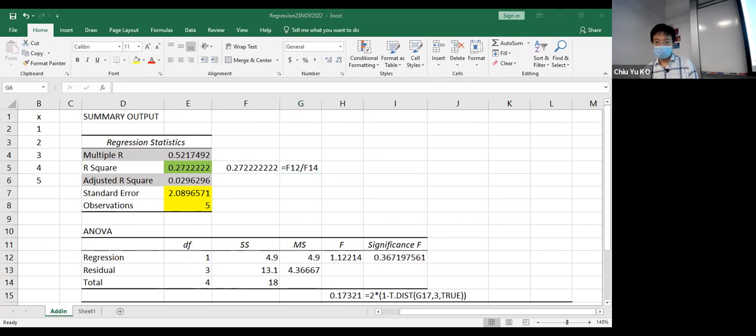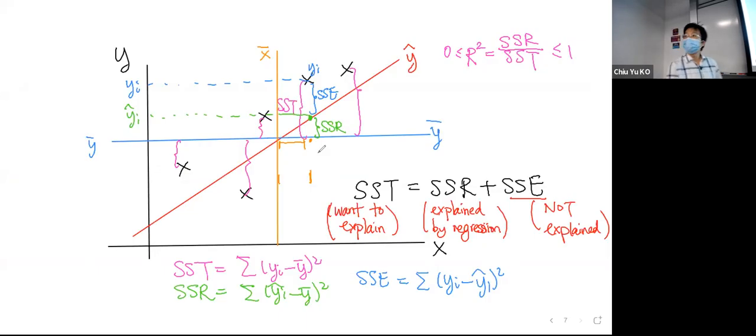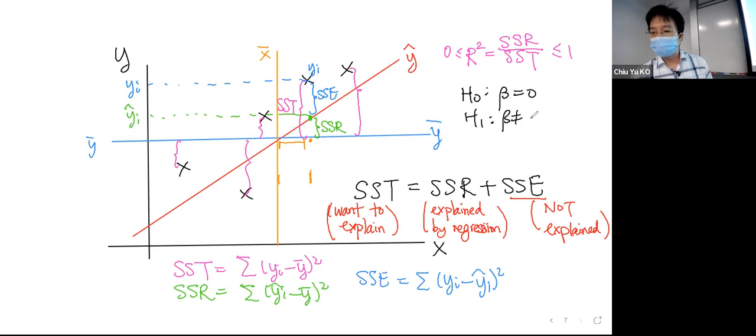So let me go back to the whiteboard. Is that clear what we have? Is that okay? Is there any question? Any question? Is that okay? Now, I want to say one more thing: we can have another test of beta. We can use the idea of ANOVA to test whether beta is 0 or beta is not equal to 0. How can we test it?